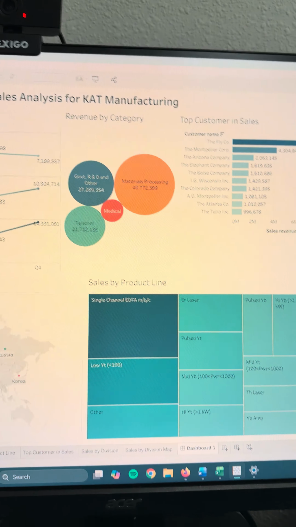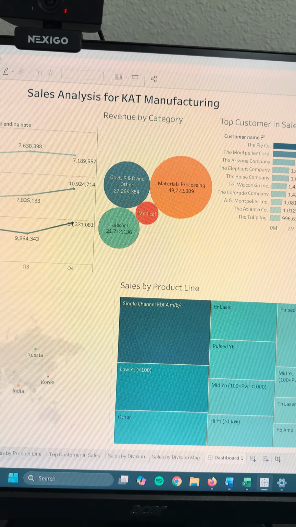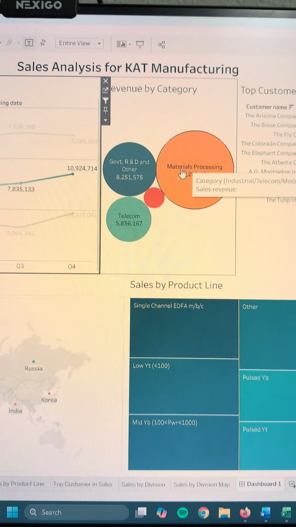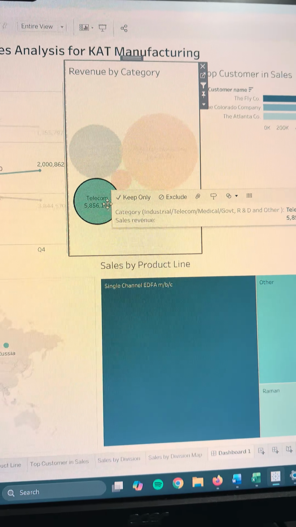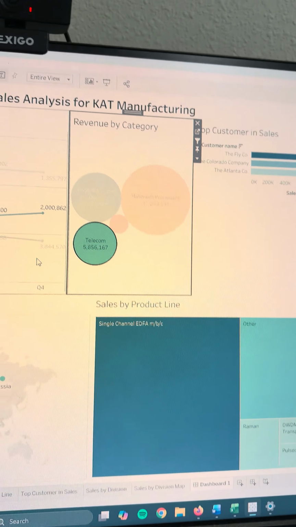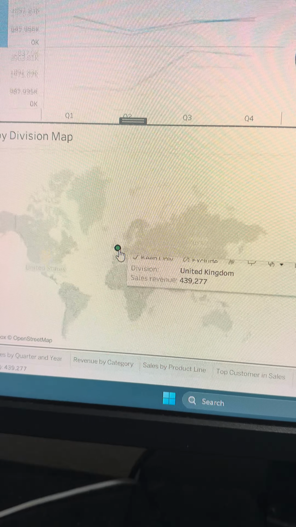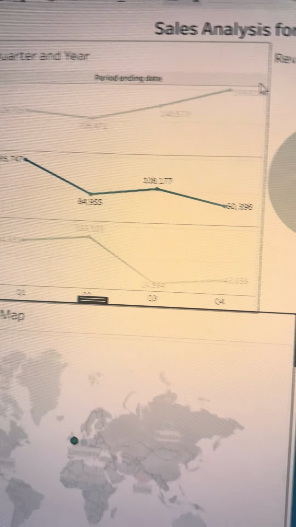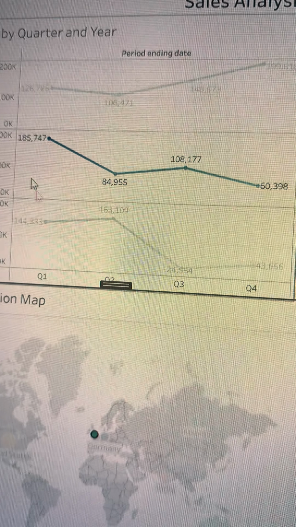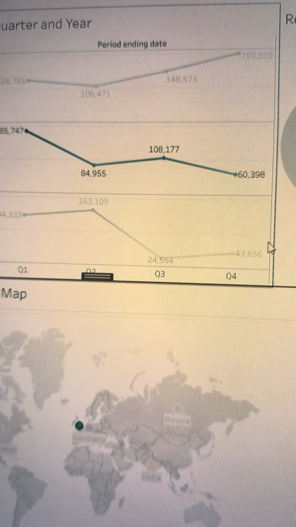Then in 2020, if we're finding which quarter had the highest sales in the telecom category, what we do is go to 2020 and click on the telecom category, and it says under the UK division. So we have to select the UK. Now we can see that clearly quarter one had the highest revenue of $185,747, and that's our answer.